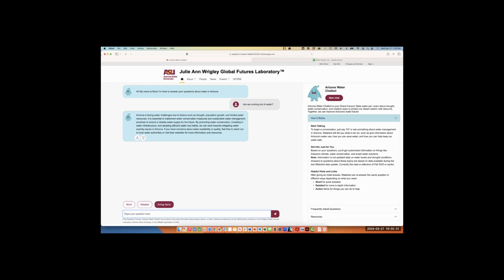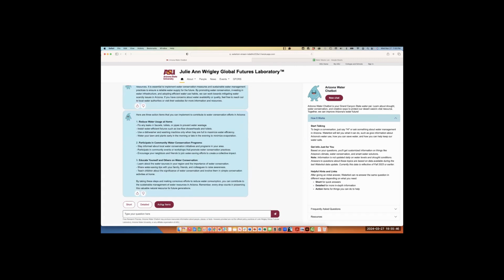The action items response is supposed to provide people with things that they can be aware of or things that they can do to help the situation. So if we click on action items in response to this general question, we might get something like this. Here are three action items you can implement to contribute to water conservation efforts. Reduce water usage at home, participate in water conservation programs, and educate yourself and others about water.